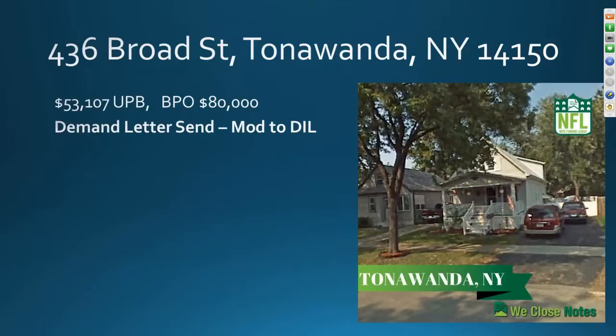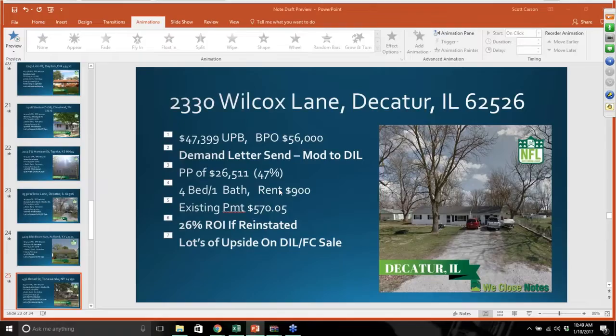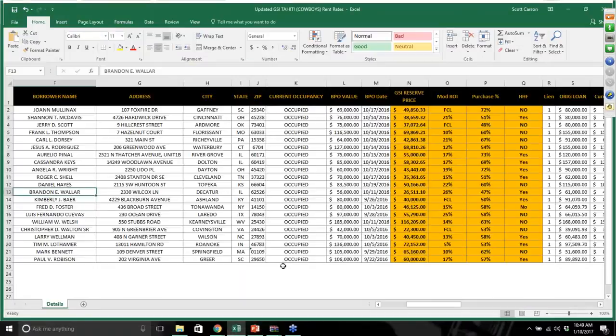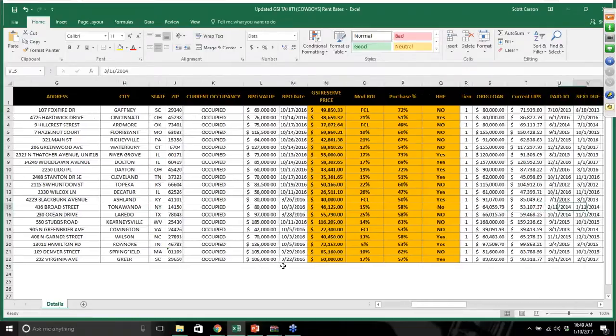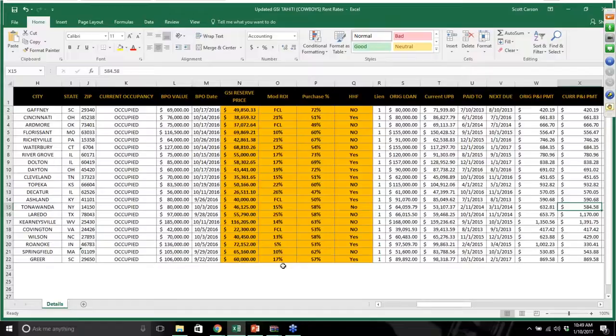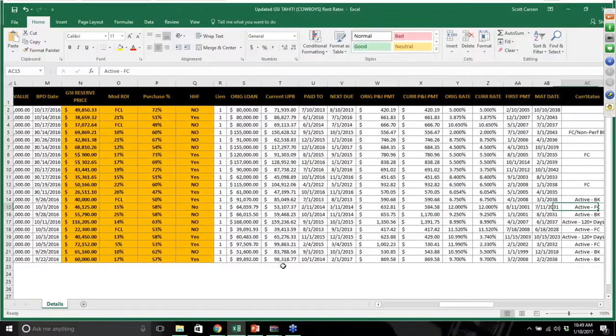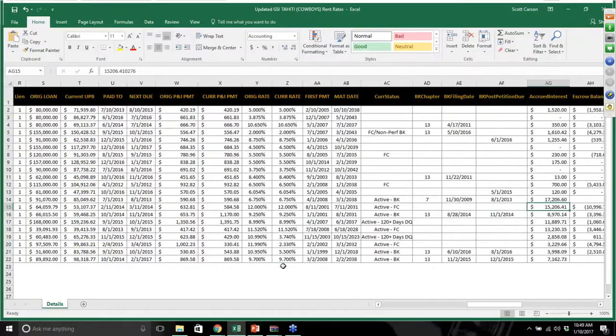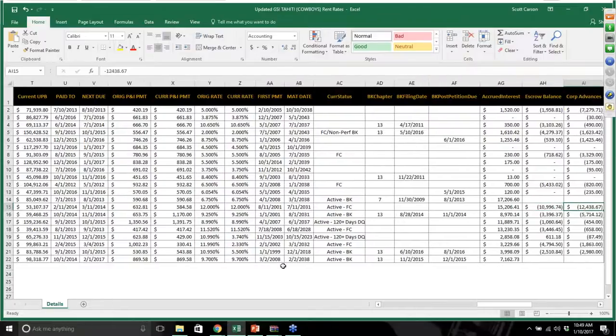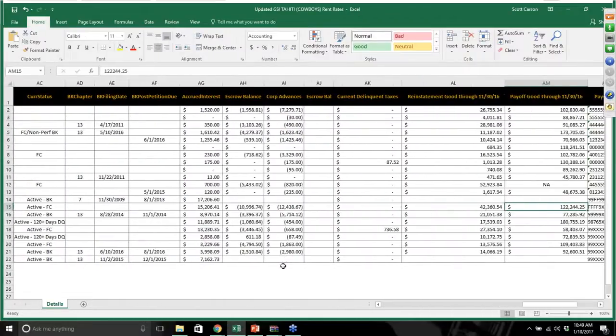The demand letter has been sent, so it's a potential mod or deed in lieu. They're looking for a purchase price of $46,000, which is 58% of BPO. Now, the payoff on this one, let's look at this one. Tonawanda, Mr. Fred Foster. High interest rate on this one. Active. Oh, so it is active foreclosure. See, payoff is $122,000. So they're upside down.